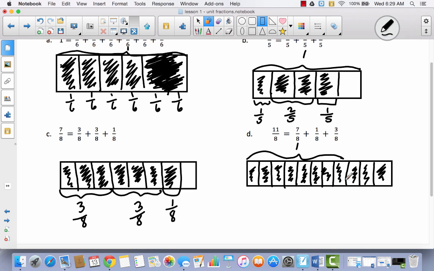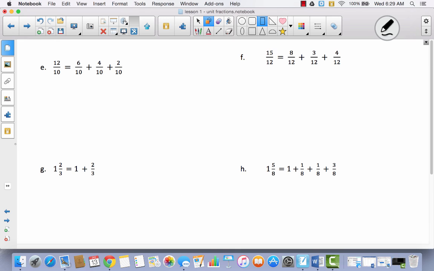Okay, so we've got 7 out of 8. So I'm going to come over here, I'm going to make one big bracket that takes up 7. 1, 2, 3, 4, 5, 6, 7. So that is 7/8. And then I'm going to do 1/8. And then I've got 3/8. And that equals 11/8, or 1 3/8.